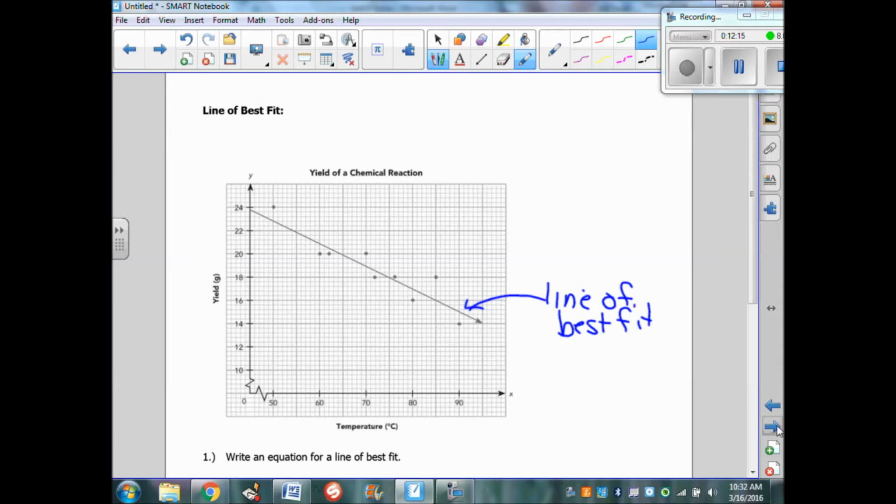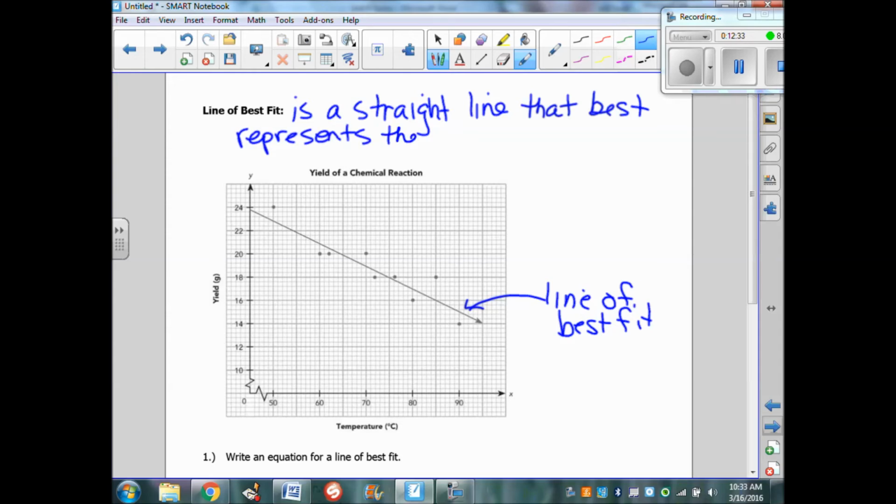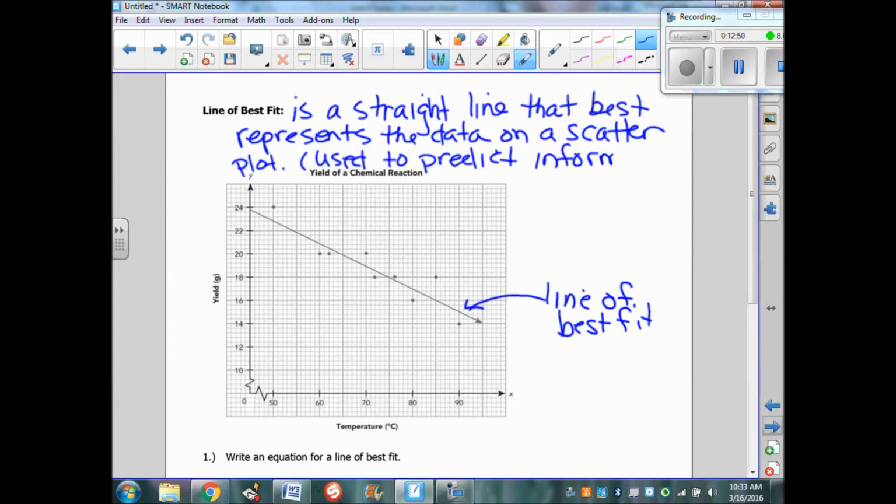So what is exactly the line of best fit? Okay, it is a straight line that best represents the data on a scatter plot. Okay, it is used to predict information not on the scatter plot.